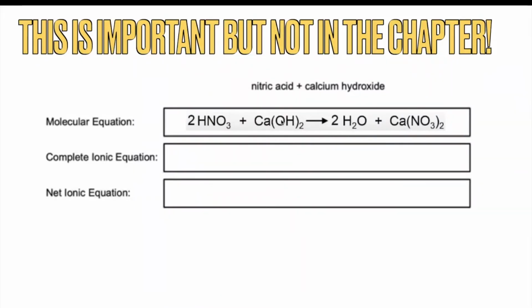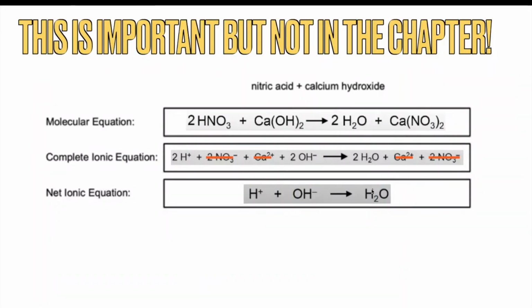All right, these are both strong. They should break apart completely. This is ionic. It should break apart. So I should end up with something that looks like this. What are my spectator ions? I can cross out the nitrate and I can cross out the calcium. And now I'm left with HOH gives me H2O.